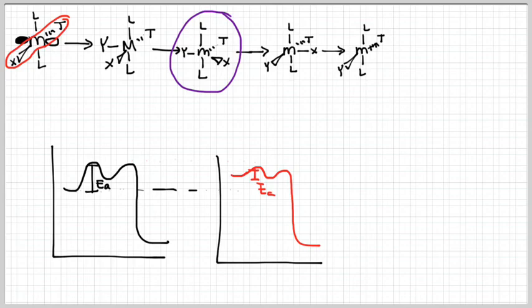If we can make the reactant more reactive, this is the first effect, and we're going to call this the trans influence. And this, because we're changing the energy of the reactants, is a thermodynamic effect.